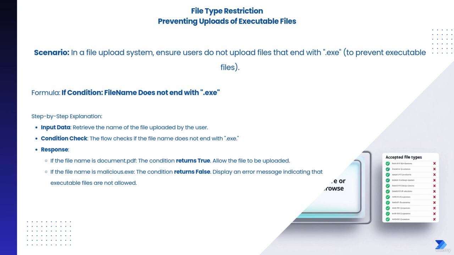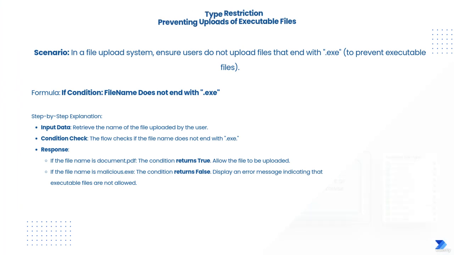Step-by-step explanation. Input data. Retrieve the name of the file uploaded by the user. Condition check. The flow checks if the file name does not end with .exe. Response. If the file name is document.pdf, the condition returns true. Allow the file to be uploaded. If the file name is malicious.exe, the condition returns false. Display an error message indicating that executable files are not allowed.